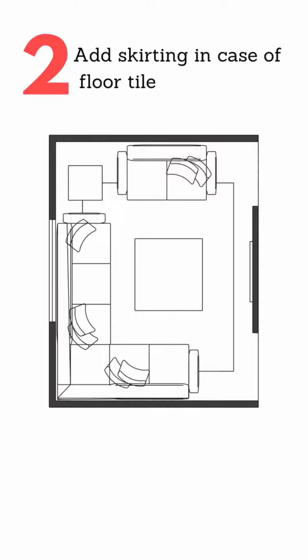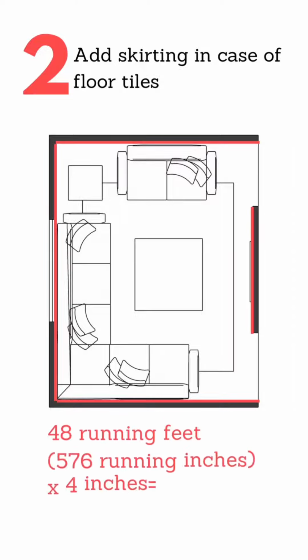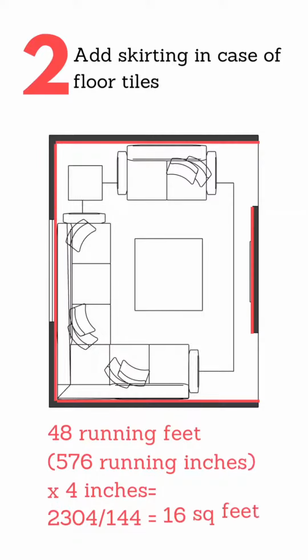Step 2. Don't forget to add skirting in case of floor tiles. Usually there is a 4-inch skirting. If we have 48 running feet, that is 576 running inches, into 4 inches divided by 144 gives us an extra of 16 square feet.